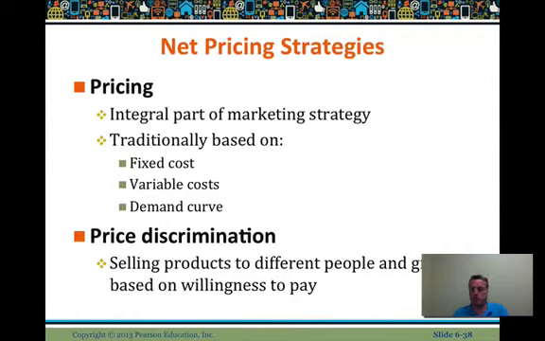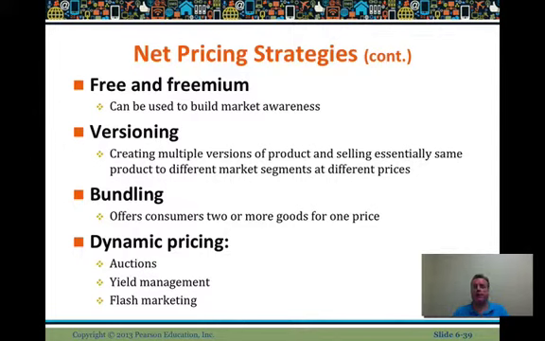Pricing strategies, just like any other traditional marketing, they're integral. They're made up of components such as fixed and variable costs and the level of demand that's involved. But within the net, you could really focus on selling products to different people and groups based on their willingness to pay and the value of what it means to them. So free and freemium, huge.